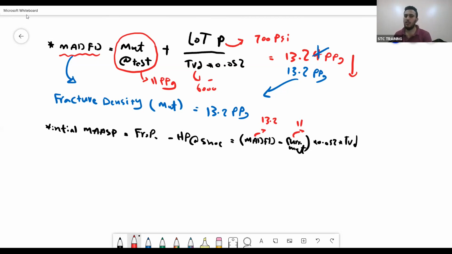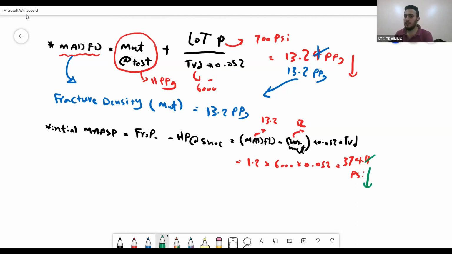So the MASP in this situation will be typically like the leak-off test pressure. But if we change that, for example, let's make it 12, and just apply the equation. It will be 13.2 minus 12, so 1.2, times TVD 6000, times 0.052. So just calculate: 1.2 times 6000 times 0.052. It will be 374.4 psi. As we mentioned yesterday, this value also needs to be rounded down.